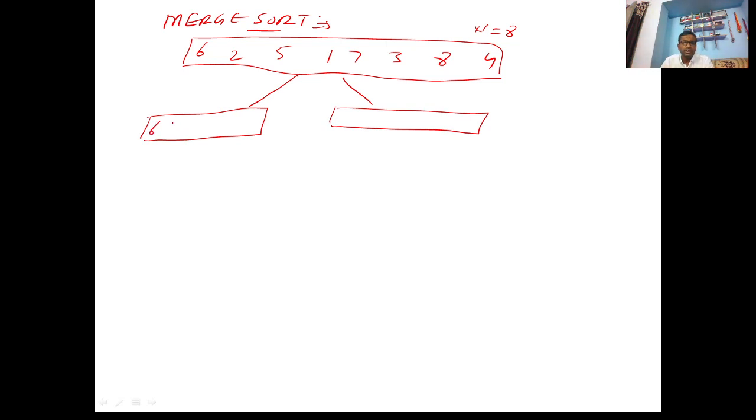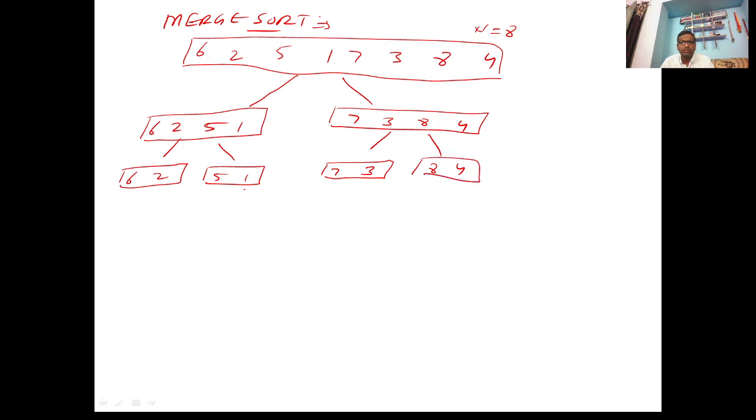The first will contain 2, 6, 5 and 1. The second will contain 7, 3, 8 and 4. Now again, this is divided further to contain two elements each: 6 and 2, and 5 and 1. The second half will again be divided into two halves, one is 7 and 3, the other is 8 and 4. Now this is further divided into lists containing a single element each: 6 and 2, then 5 and 1, then 7 and 3, then 8 and 4.